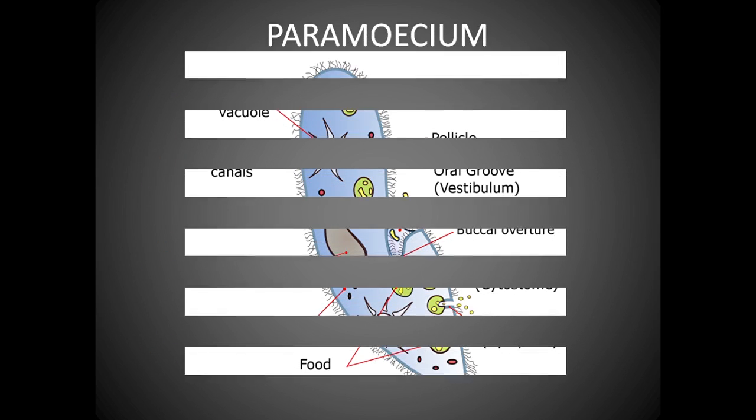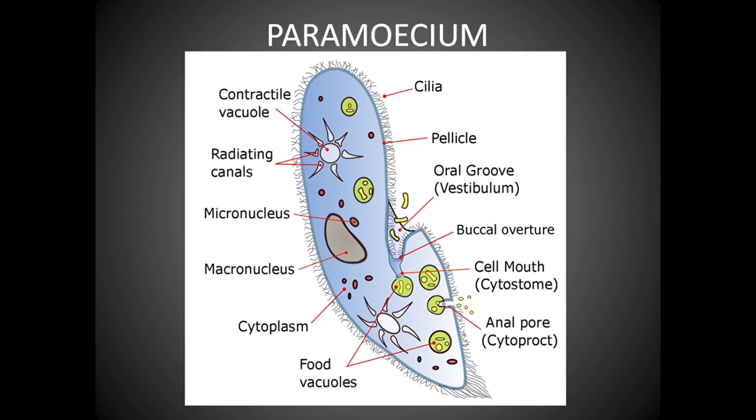Now we'll see about the paramecium. You can see the picture here, but don't get confused with all these labelings. We'll just see whatever is required for us here. So this is the paramecium. This oral groove is an important labeling. This is the part through which the organism is taking in the food, or ingestion is occurring here. So that's the oral groove.